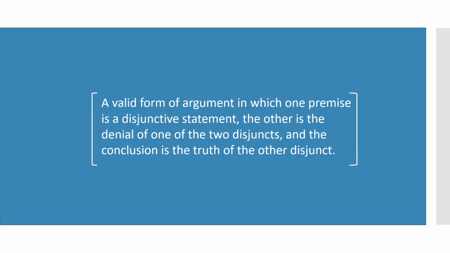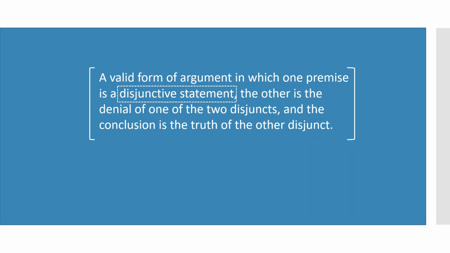Now, a disjunctive syllogism is a valid form of argument in which one premise, our main premise or major premise, is a disjunctive statement. The other premise will be a denial of one of the two disjuncts that are given in the original disjunctive statement, and then ultimately the conclusion should be an affirmation of whatever is left over.